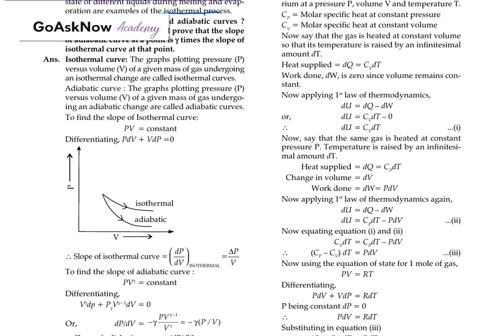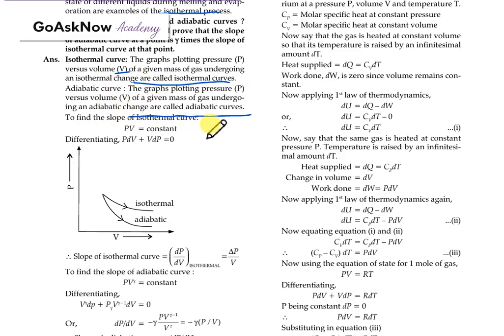Okay. Now, next one is: what are isothermal and adiabatic curves? Show them in the diagram and prove that the slope of the adiabatic curve at a point is gamma times the slope of the isothermal curve. Firstly, we'll explain what an isothermal curve is. The graph plotted between P and V of a given mass undergoing isothermal changes is called an isothermal curve. Similarly, the graph between P and V of a given mass undergoing adiabatic changes is called an adiabatic curve. For isothermal changes, isothermal curve. For adiabatic changes, adiabatic curve.